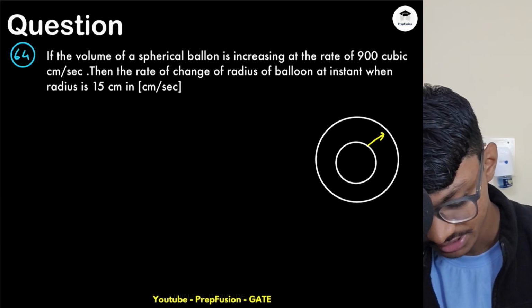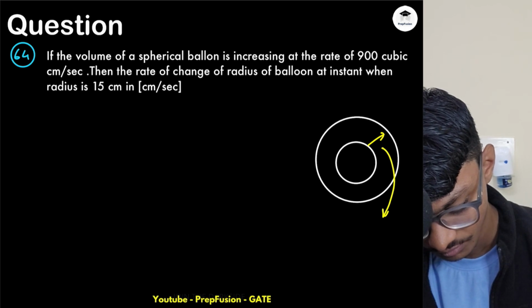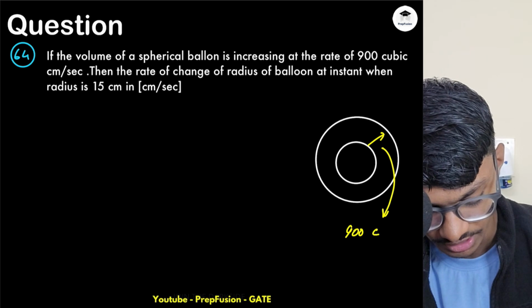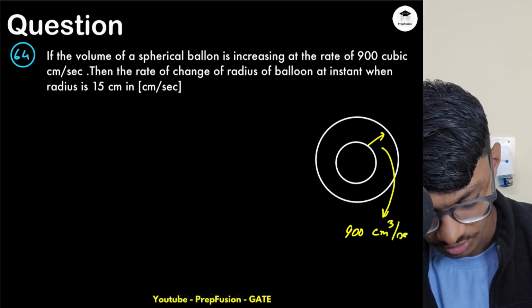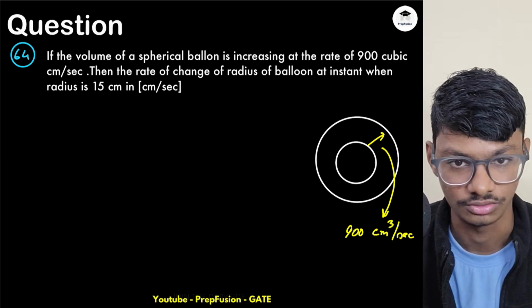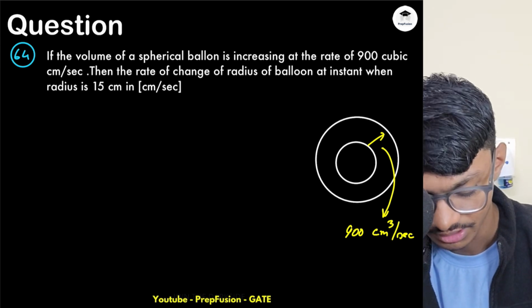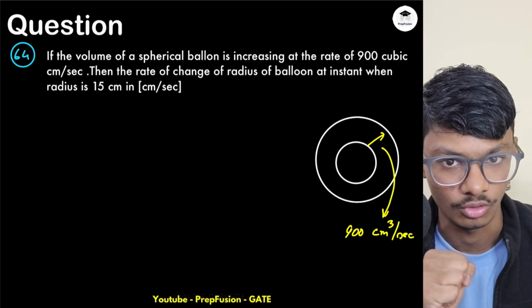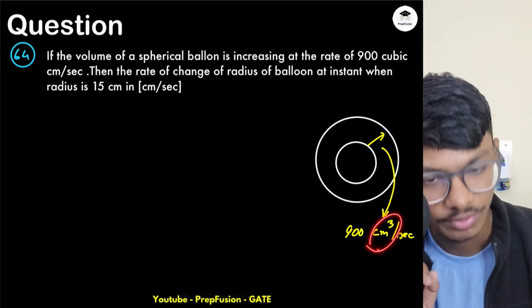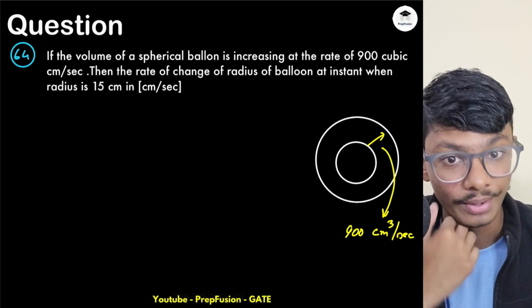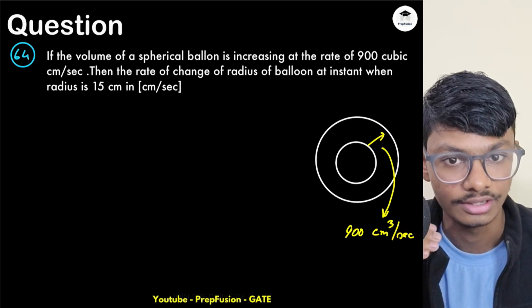It is increasing at the rate of 900 cubic centimeter per second. Units are very important for these types of questions. Cubic centimeter means this is the unit of volume, and per second. So per second it is increasing by 900 cubic centimeter.